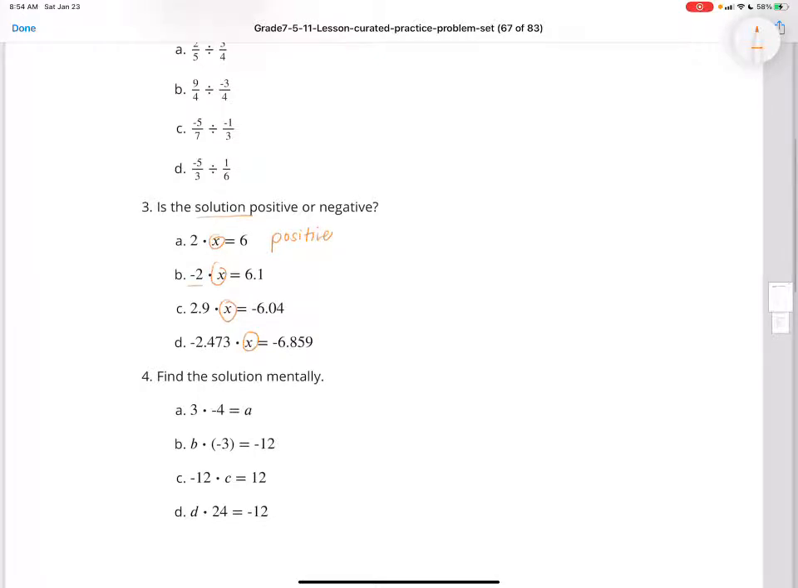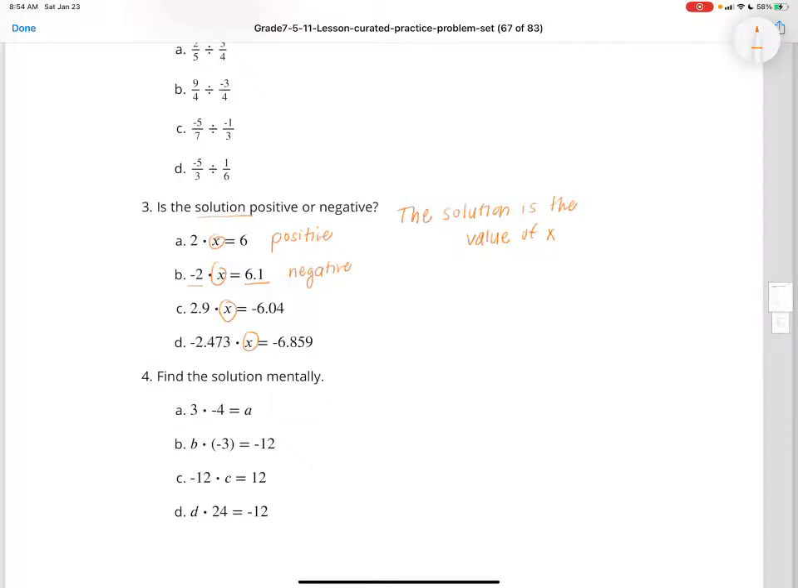I see that I have a negative 2 and my product is a positive 6 1/10. Although the integers have different signs, the product is still positive. So this must have a negative solution. I'm going to write that down. And keep in mind, we're talking about the value of x. So I'm going to write that down so you guys know the solution is the value of x.